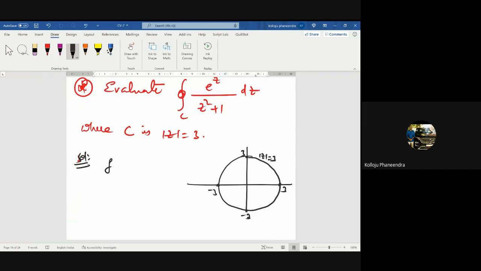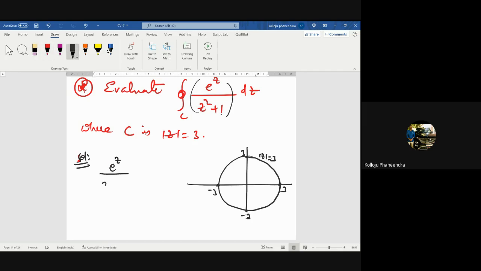Whenever a problem is given, first apply Cauchy's theorem. Briefly, I'm not writing f of z directly, because you can find it by watching the problem. What is f of z? Actually, e power z by z square plus 1.